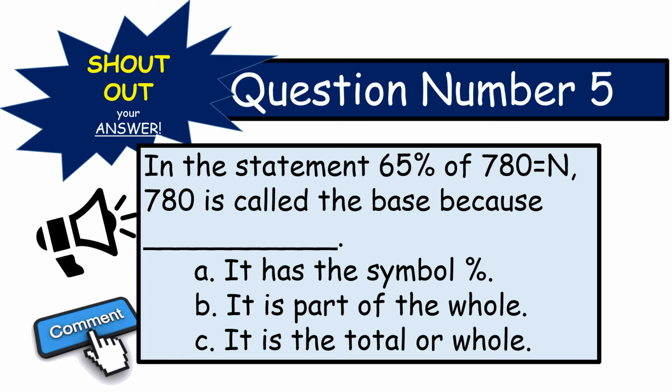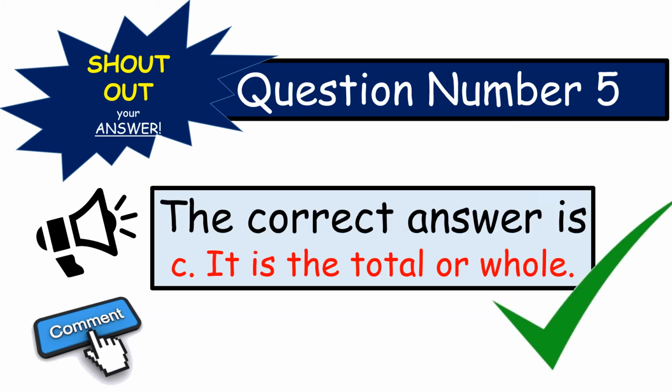For question number 5, in the statement 65% of 780 equals n, 780 is called the base because letter A, it has the symbol percent. Letter B, it is part of the whole. Letter C, it is the total or whole. The correct answer is letter C, it is the total or whole.